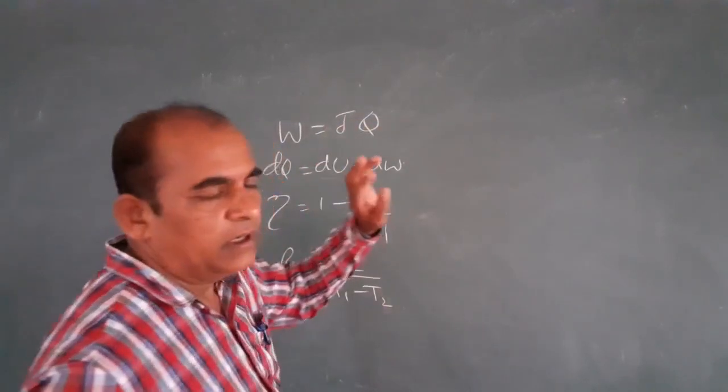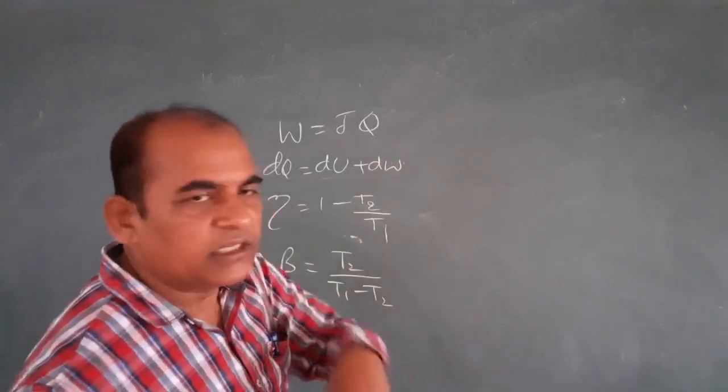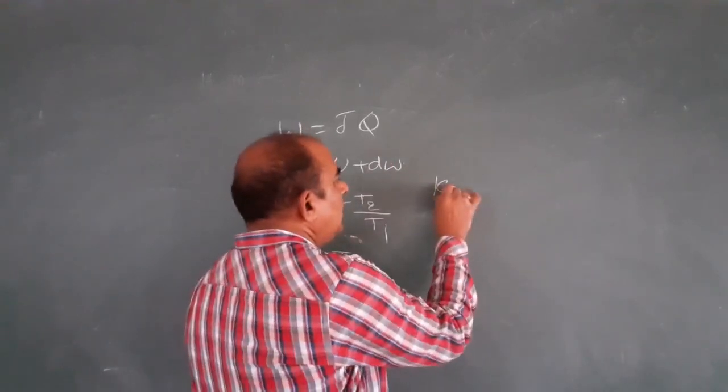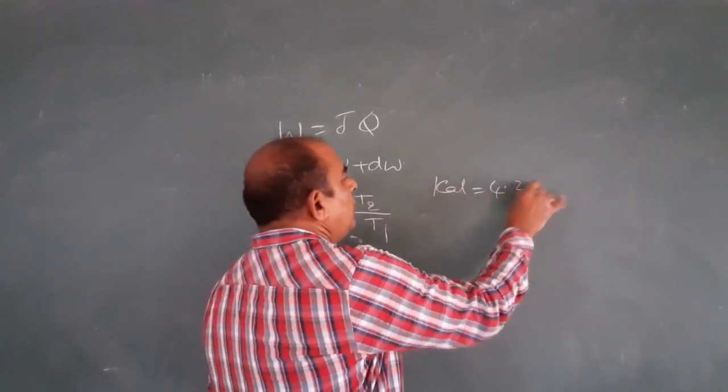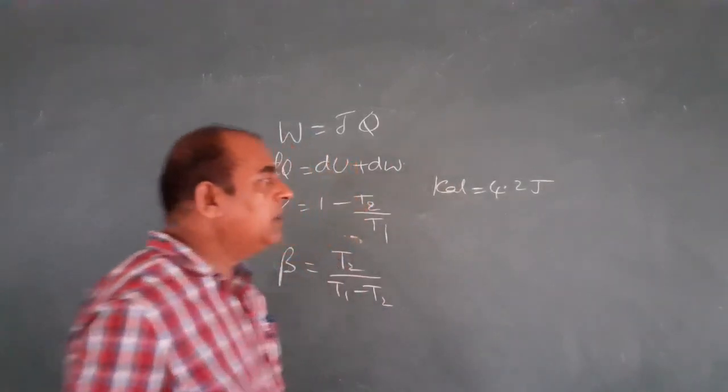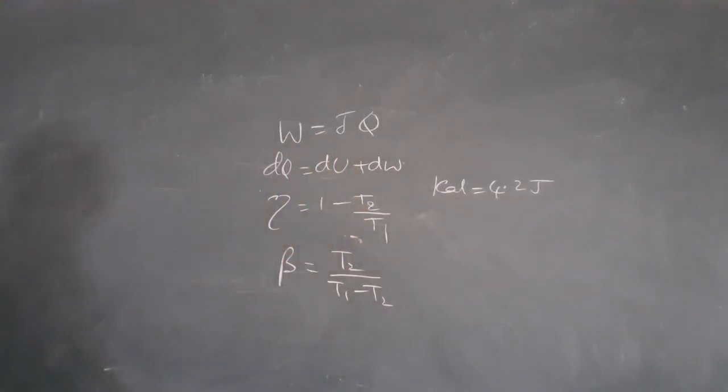Conversion of joules into calories, calories into joules. 1 calorie is equal to 4.2 joules, or 1 joule is equal to 1 by 4.2 calories. Okay, right?